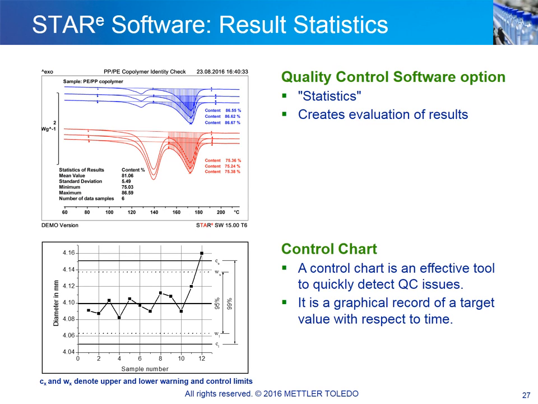Another feature of the quality control software option is that quality checks of different batches, production lots, types of materials, etc. can be statistically evaluated and trend lines can be plotted. This slide shows the DSC melting curves of polypropylene polyethylene copolymers.